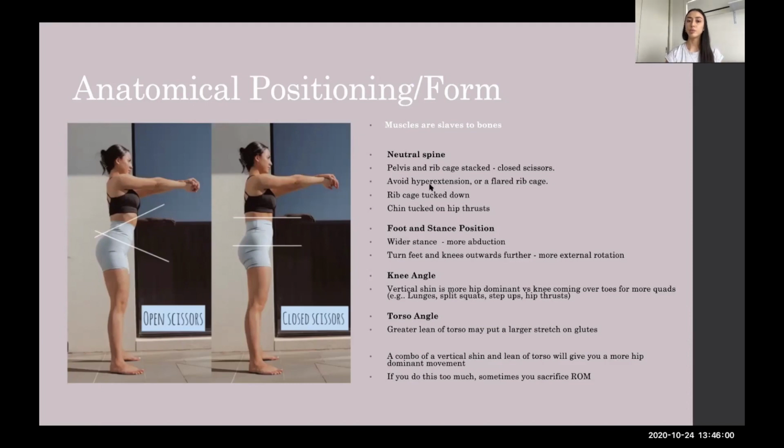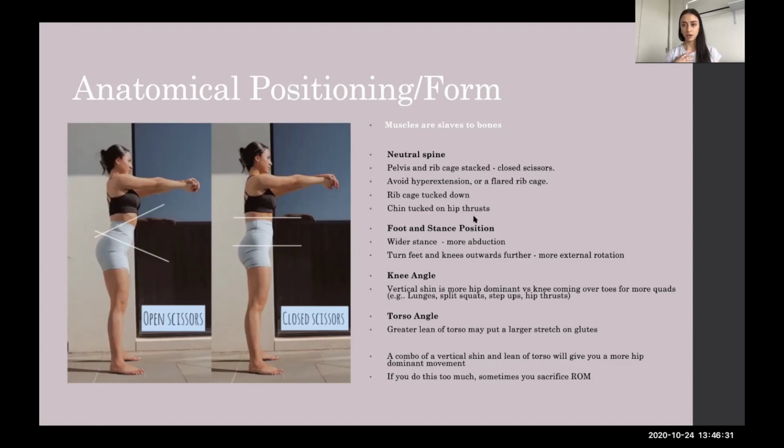It's also really important to keep your rib cage tucked down, especially during your hip thrust, to make sure that you are actually contracting your glutes and not using your lower back. So because your pelvis and rib cage have this relationship, if your rib cage is flared, say at the top of a hip thrust, it's basically a telltale sign that you're in hyperextension through your lower back and you're in anterior pelvic tilt, therefore not contracting your glutes as much as you could.